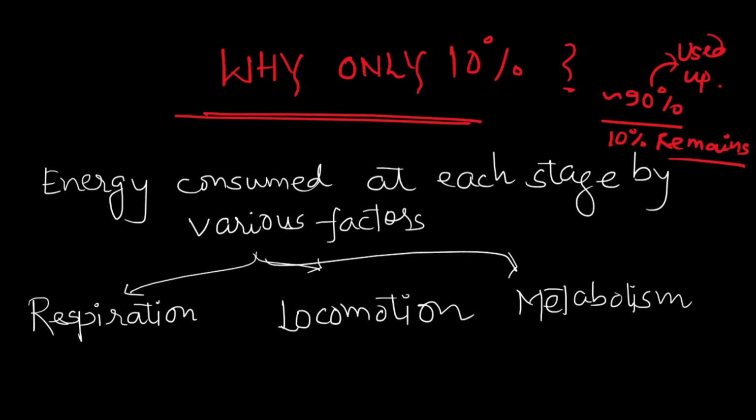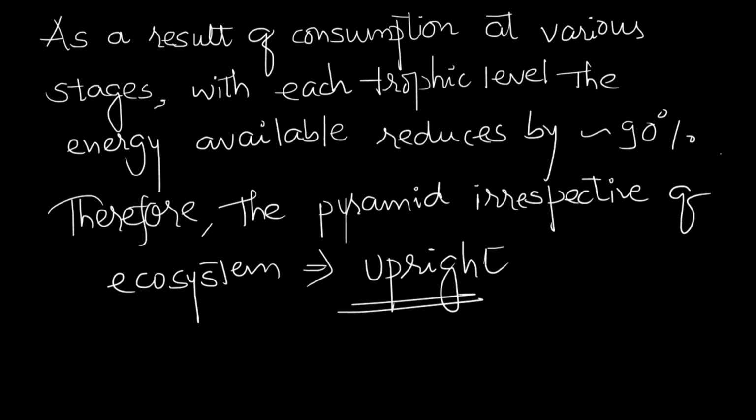Alright, now as a result of consumption at various stages, at each trophic level, the energy available reduces by 90%. We already discussed that. So now whenever we plot the pyramid of energy, which is the energy present at each trophic level, that pyramid will always be upright because the energy available decreases. So we'll take an example. Now this is 100 calories. Now the energy available at the next stage is 10 calories. Again, the energy available at the next stage is 1 calorie.